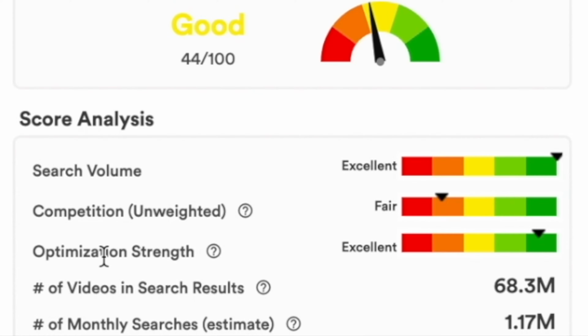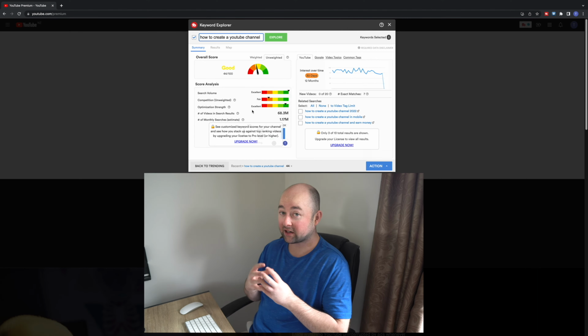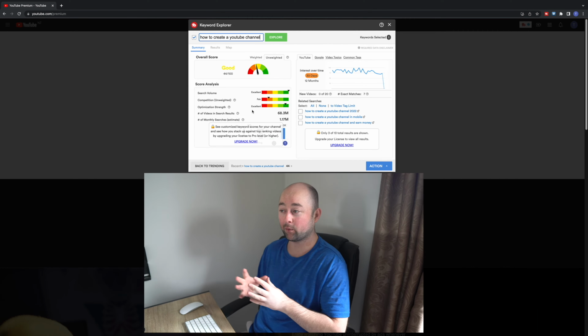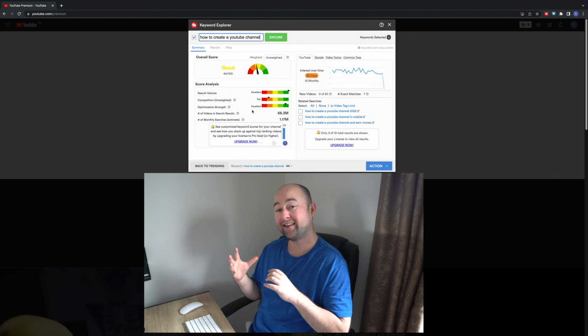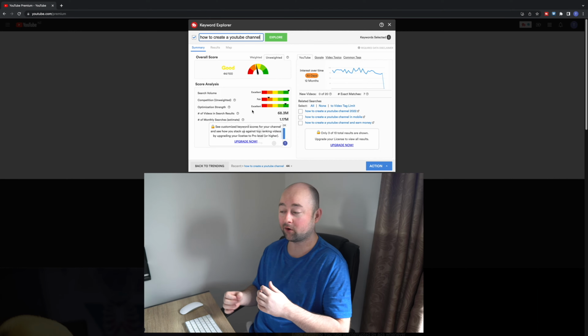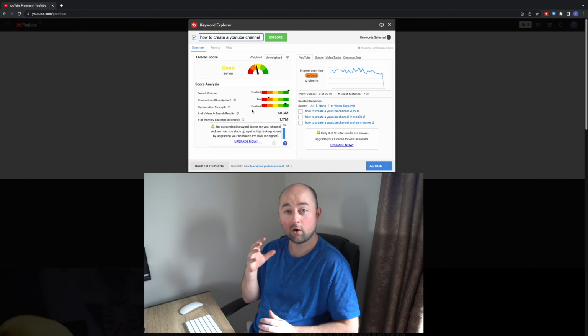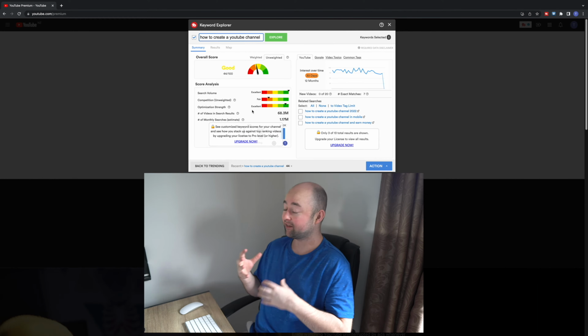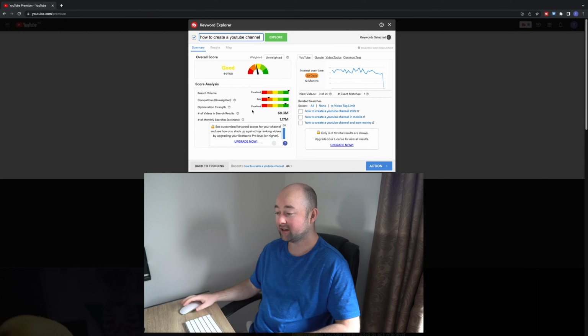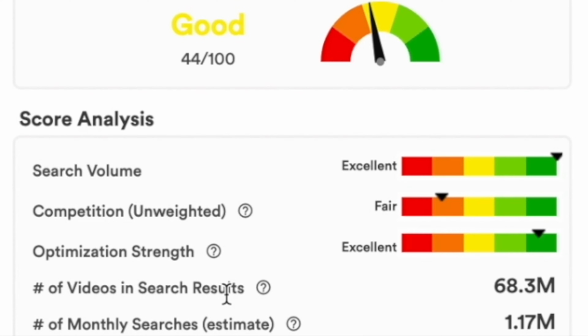Now we run over to optimization strength, and it also tells me that this is in the dark green, and this is excellent. Now correct me if I'm wrong, but I'm pretty sure the optimization strength, you don't actually want it in the green. This is telling me that people have already optimized their videos quite well for this particular keyword, and that's once again why we're only getting a 44 out of 100. Now you can also see another really handy thing to think about when looking for a video topic and trying to figure out the best keyword for your title is the number of videos in search results. There is 68.3 million videos that come up in this search result.